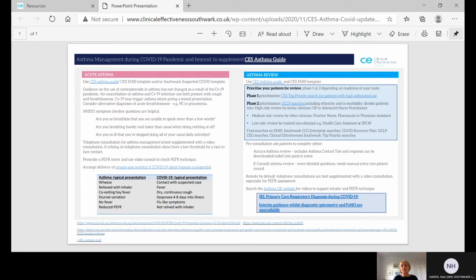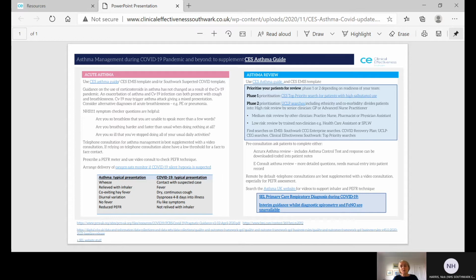Now I'm going to move on to asthma diagnosis. The main difference is we don't have spirometry at the moment. And so without that, we're more dependent on using peak flow variation with a trial with a steroid inhaler over 6 to 8 weeks. And guidance for this is included on the South East London website.